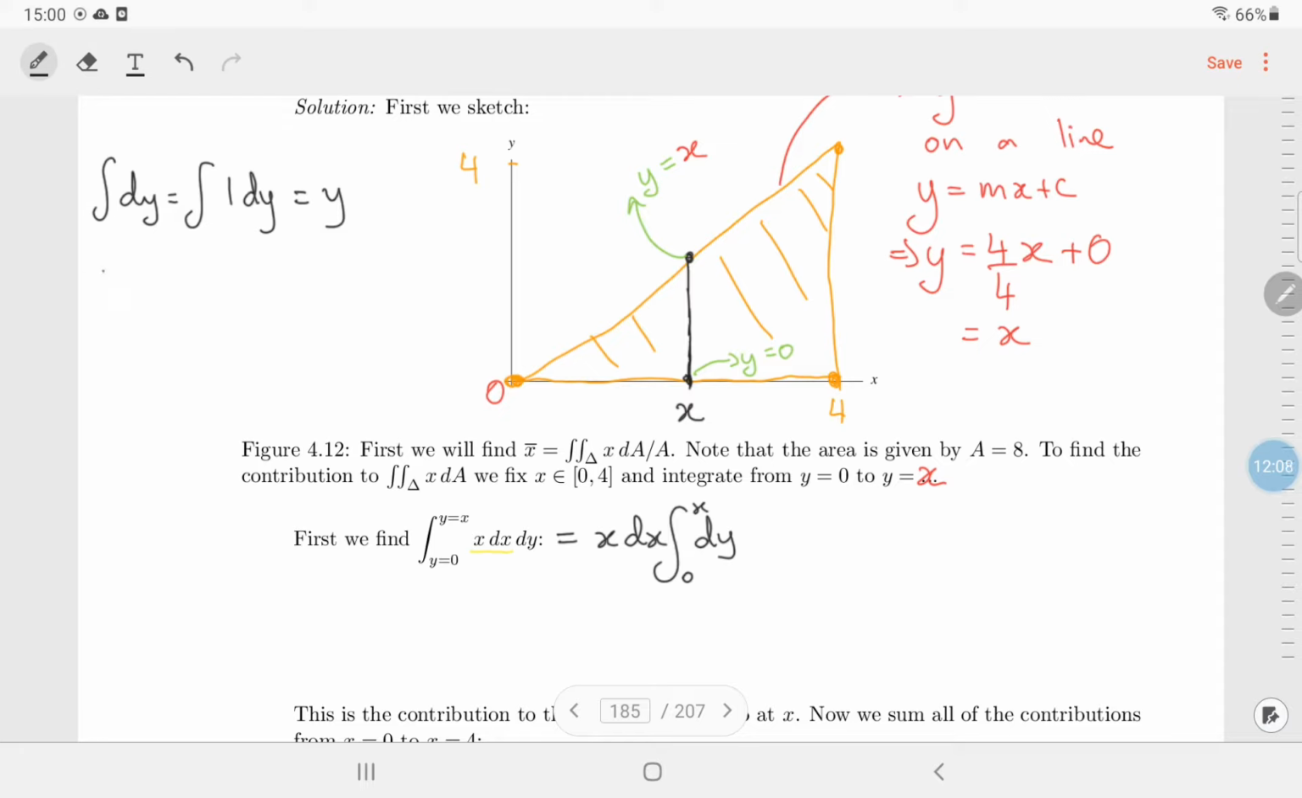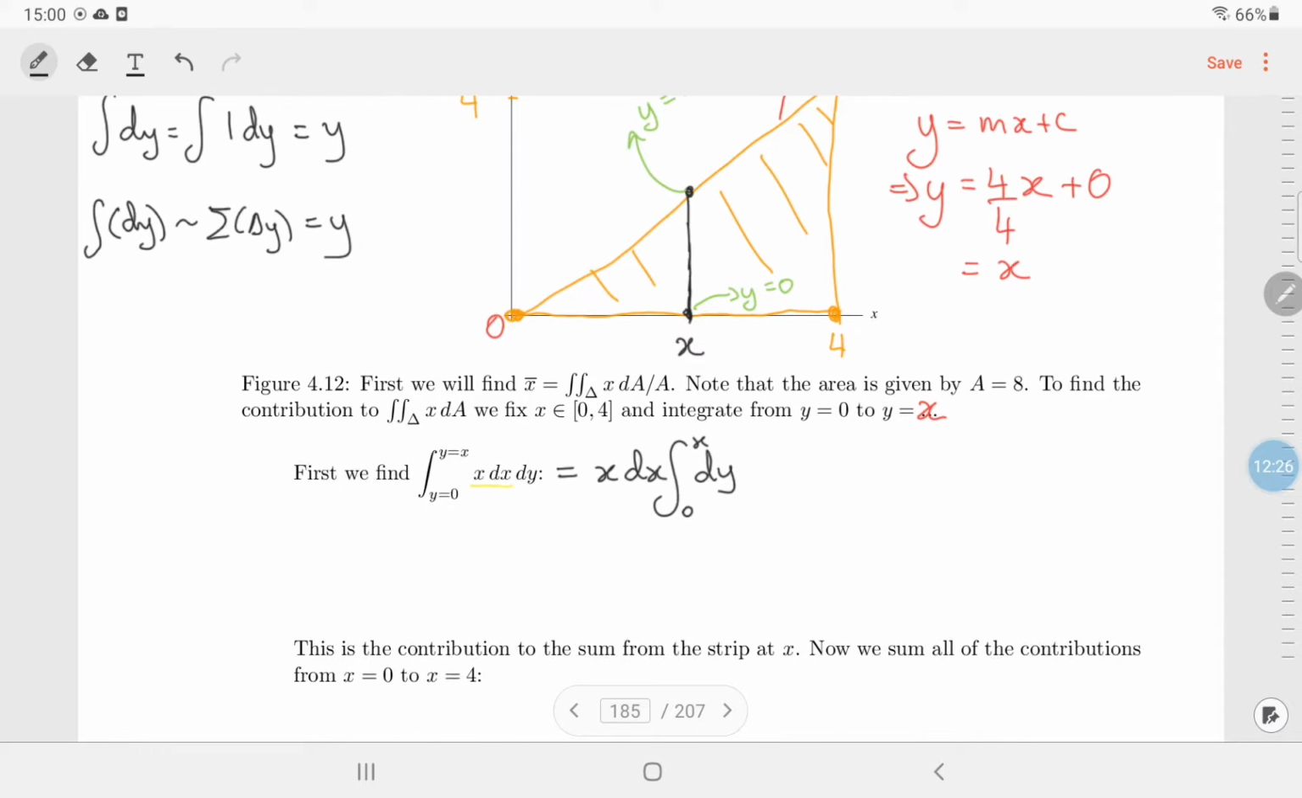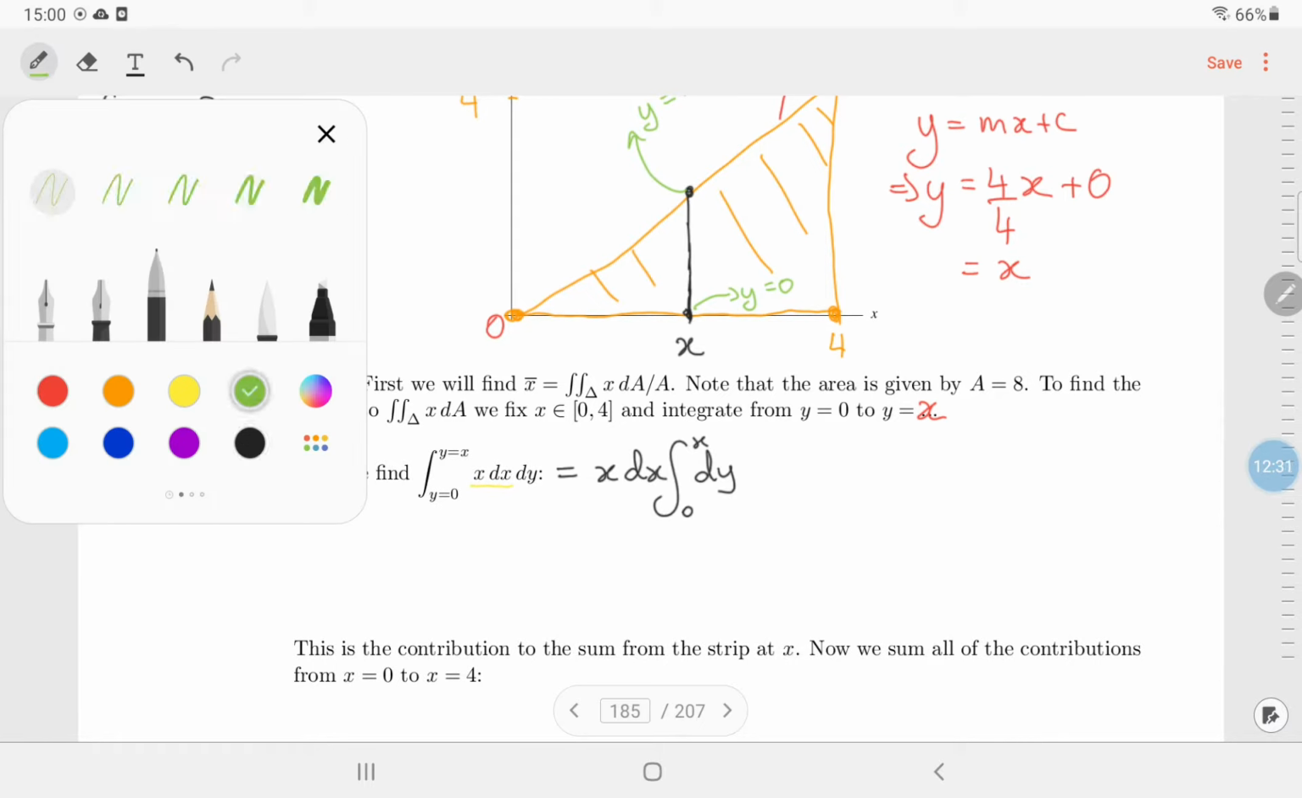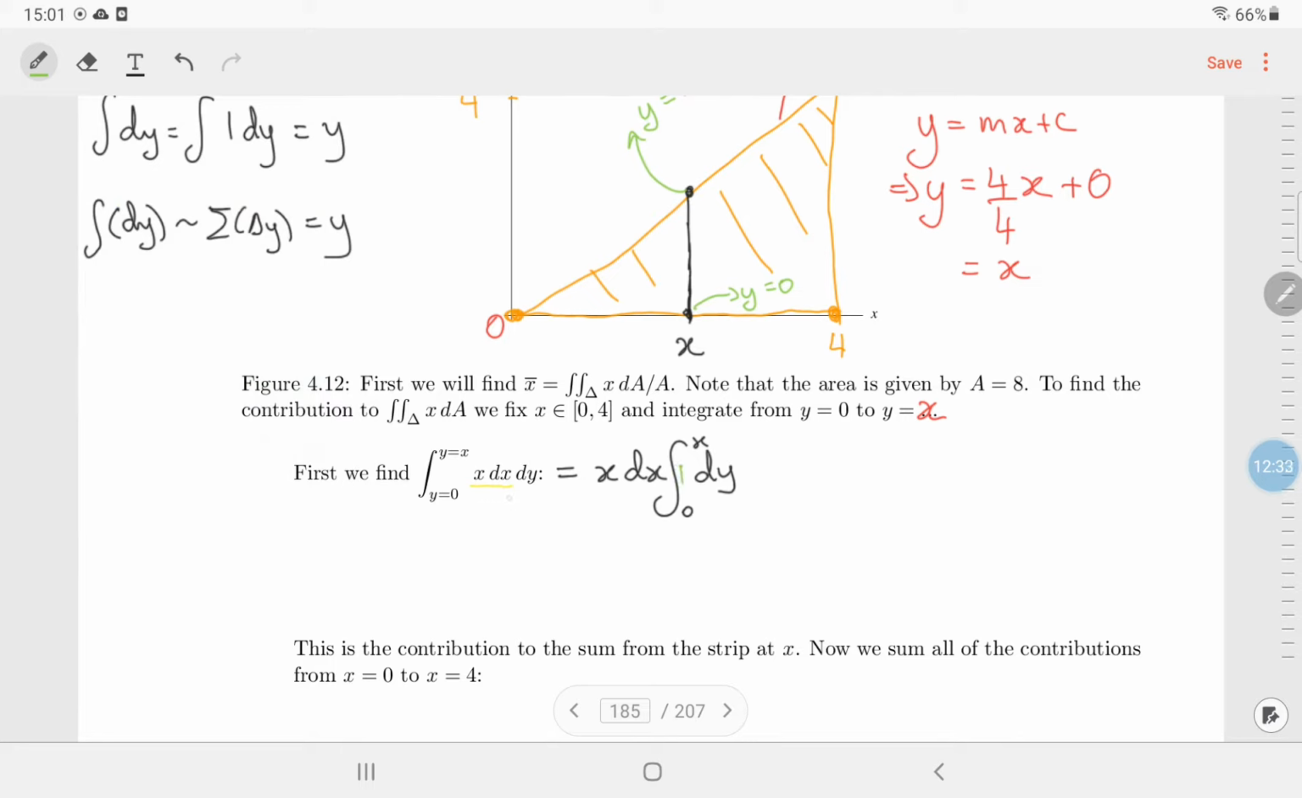The other way to do it is to think about adding up dy. This is a little bit messy here, but it'll work. So this is like adding up little bits of y, and when you add up little bits of y, you get y. So however way you spin it, this thing here, really it's 1, I suppose, to be more accurate, because it's like x by 1 by dx dy. So whichever way you want to spin it, you'll get x dx, and then the antiderivative of 1 is y.